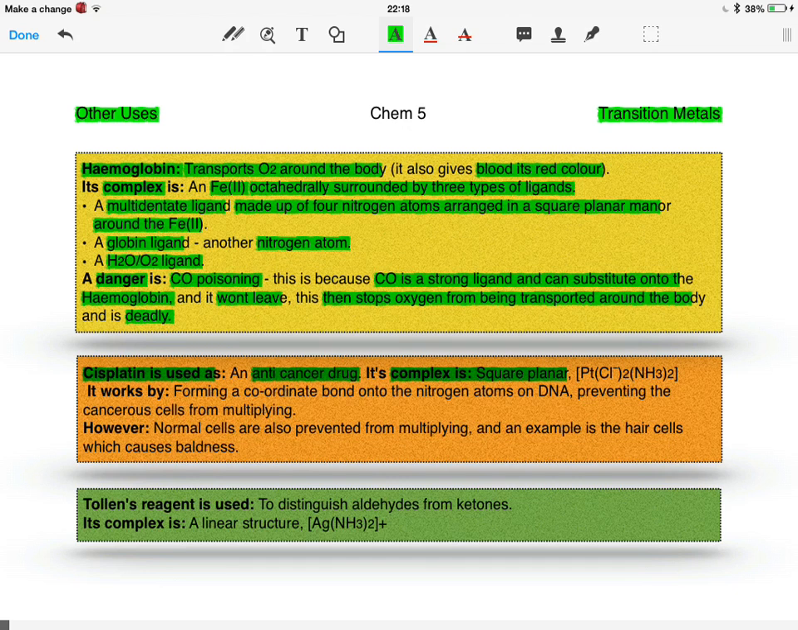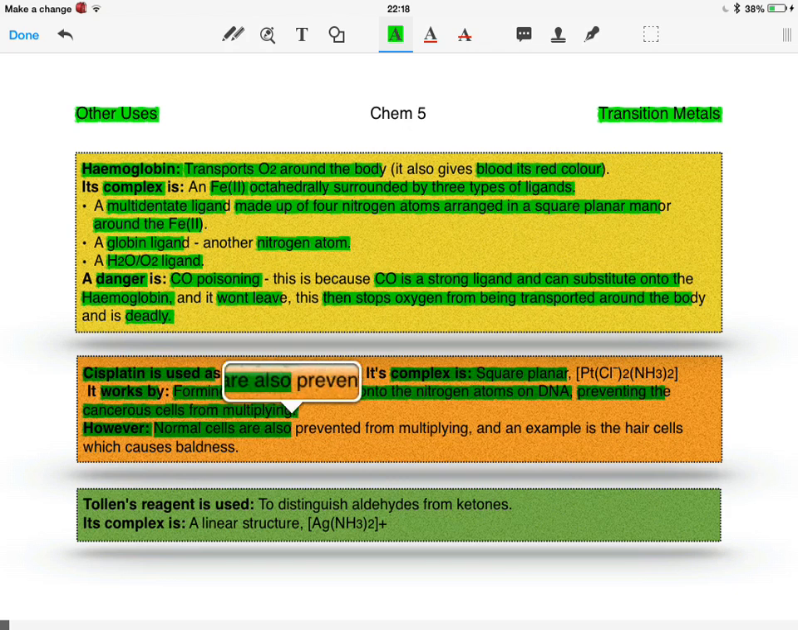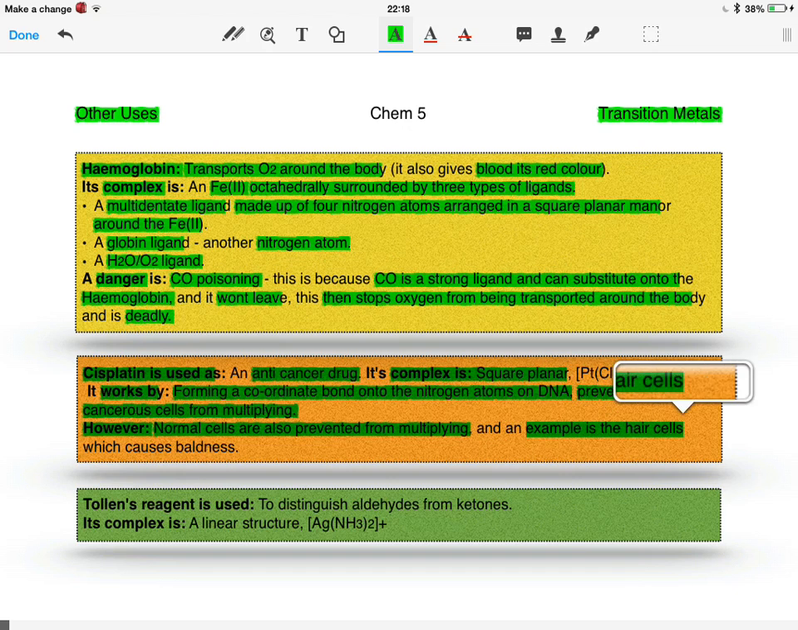It works by forming a coordinate bond onto the nitrogen atoms of DNA, and this then prevents the DNA from multiplying, and in particular it prevents the cancerous cells from multiplying, so that's a good side of the cisplatin. However, a bad side is even normal cells are prevented from multiplying, and an example of this that is pretty well known is the example of the hair cells, and this can cause baldness.